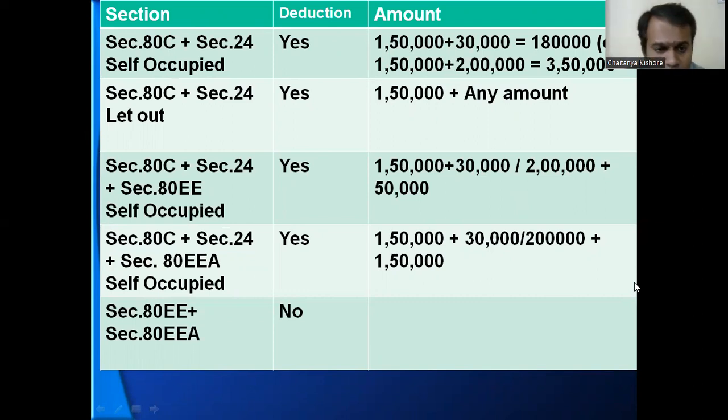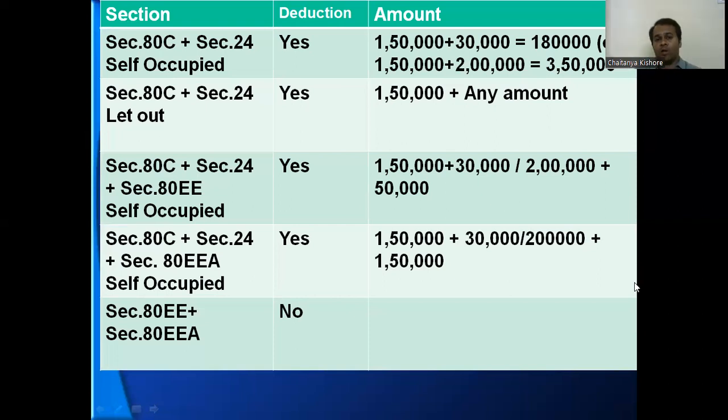And section 80C and 24 and 80EE for self-occupied, yes, you can get 1,50,000 plus 30,000 or 2 lakhs plus 50,000. 80C plus 24 plus 80EEA, yes, for a self-occupied, you can get these three benefits, 1,50,000 plus 30,000 or 2 lakhs plus 1,50,000. And 80EE and EEA together, no, you cannot get, because the section itself says that if a person is eligible for getting 80EE, the same person should not be getting 80EEA. So this summarizes the provisions of the Income Tax Act with regard to the house loan.